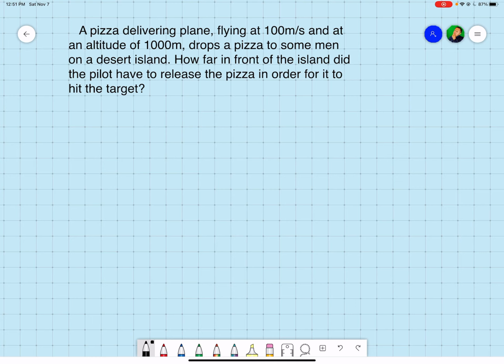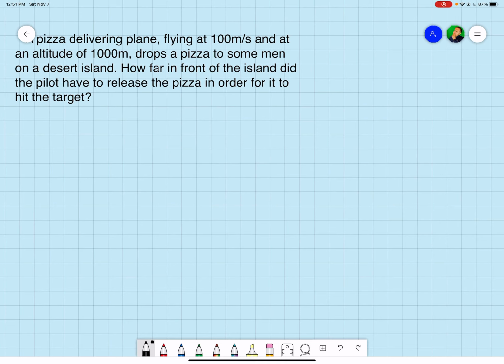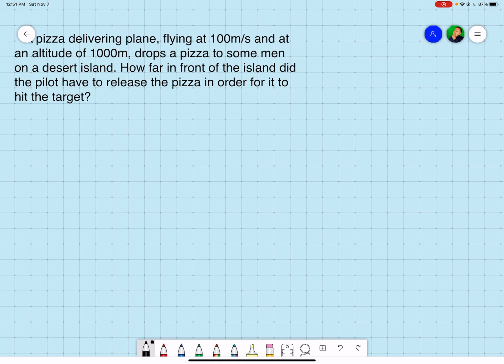Okay, so in this problem, this is a projectile motion problem. And the idea is this. You have a plane. Let me see if I can draw a little thing going on. So I have an object that's going to be dropped from a plane down to an island down here. There's my island. All right. And the idea is that the velocity of the plane is only the horizontal piece to it, the horizontal velocity.